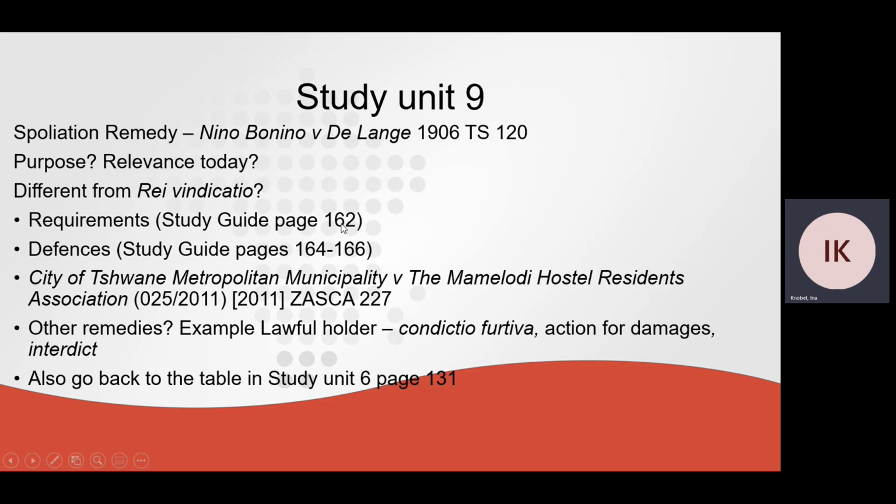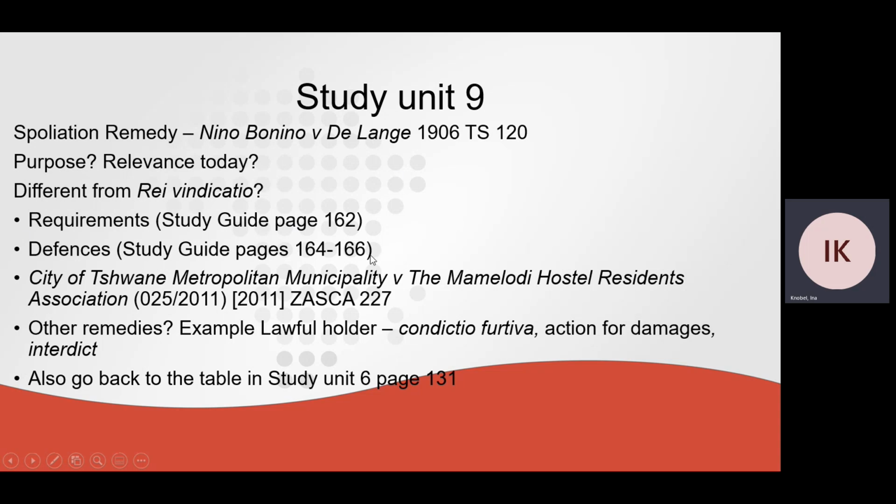Now on page 162, the requirements are dealt with. In other words, peaceful, undisturbed control or possession of the thing, and then unlawful disturbance of such control. Go and have a look at the requirements. If you are asked to apply the spoliation remedy, make sure that you use the correct requirements. They've been formulated in the Nino Bonino versus the Lange case. So whenever you are asked to answer a question on the spoliation remedy and you are referring to the requirements, you will earn a mark for referring to the Nino Bonino versus the Lange case.